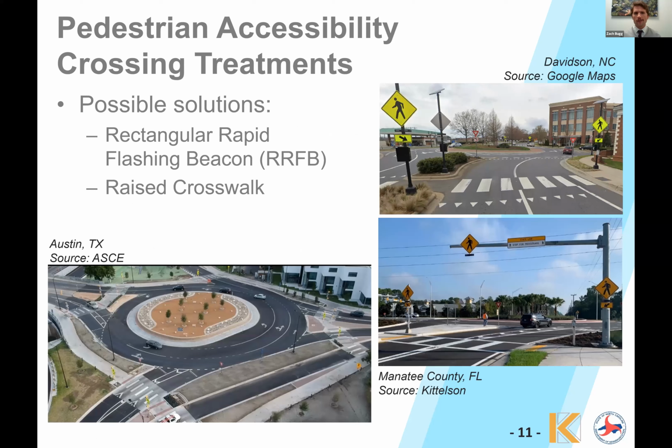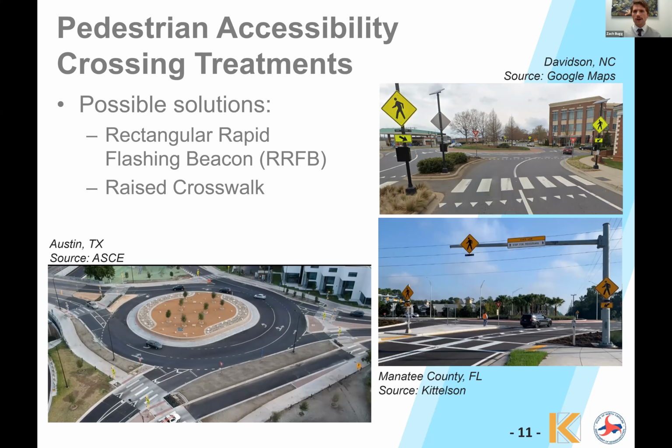Many of you know an RFB, the rectangular rapid flashing beacon. Here's an example from Davidson, right on the main drag between I-77 and Davidson College, of what that looks like at a roundabout. The pedestrian pushes the button and the strobe effect signal comes on to provide that additional indication to the approaching driver that someone is about to cross or is in the crosswalk. Here's an example from Florida in the lower right with an overhead installation of the RFB. And then another type of solution would be the raised crosswalk, showing an example here from a 3-lane roundabout in Austin, Texas in the lower left.